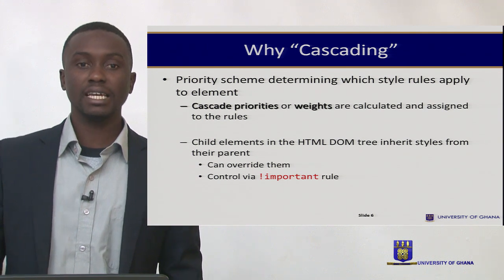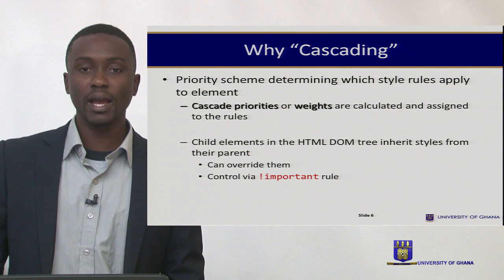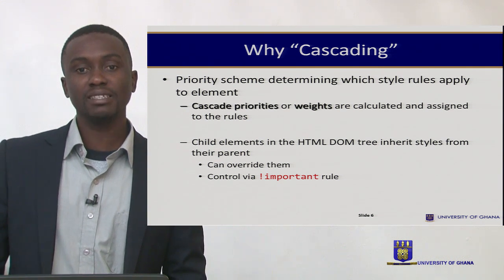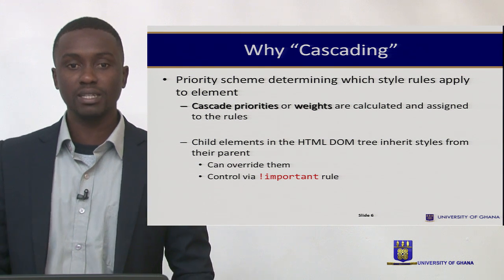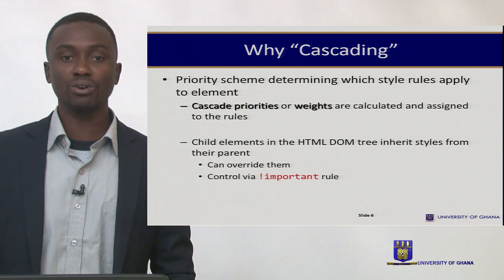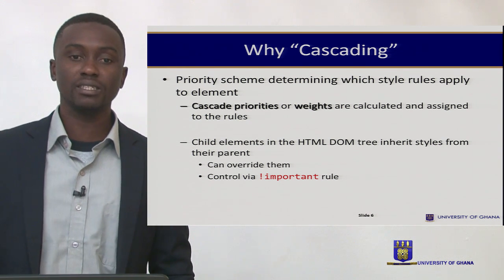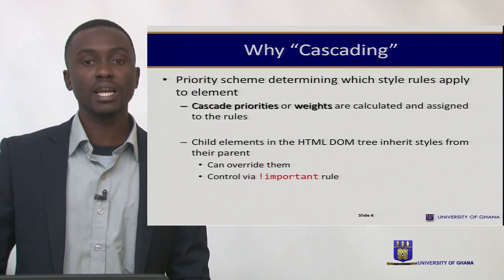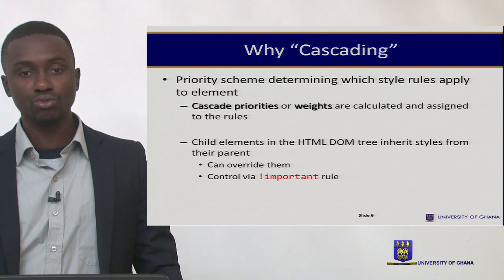Now why cascading? This is because of the priority scheme it works with. Child elements inherit properties and styles from their parent elements, and they can override them, of course. They can have their own properties, overriding what their parents have given to them. And we can also enforce some rules by using the important rule.